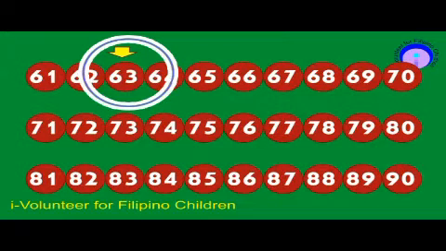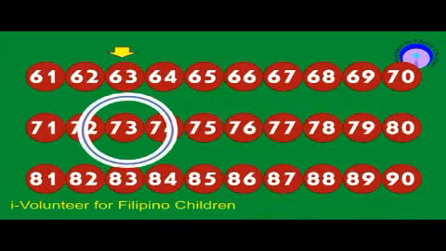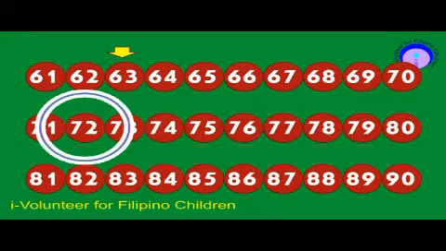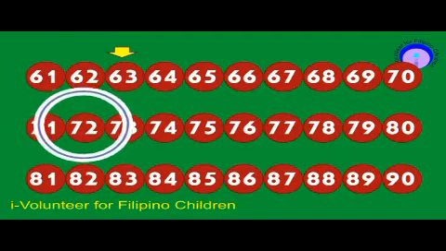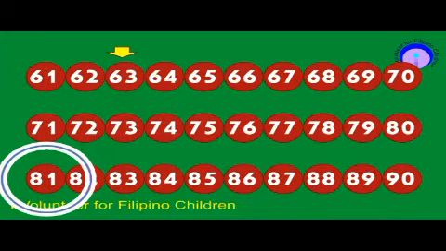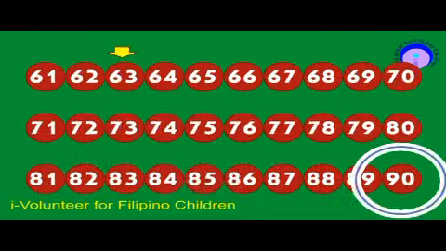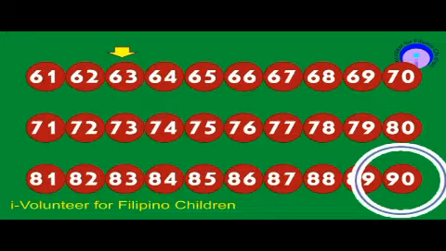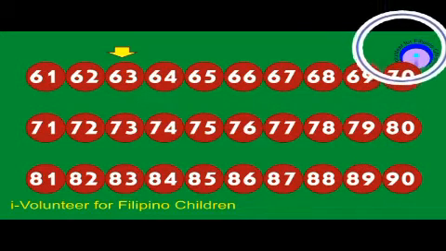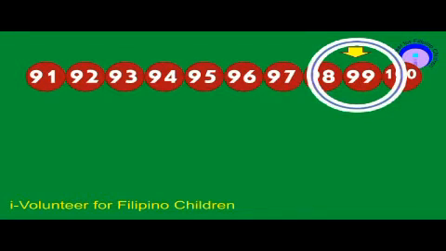Let us continue. 63 plus 10 is equal to 73. Minus 1 is equal to 72. 72 plus 10 is equal to 82. Minus 1 is equal to 81. Let's continue. 81 plus 10 is 91. Minus 1 is equal to 90. Let's proceed. 90 plus 10 is equal to 100. Minus 1 is equal to what number? You are absolutely right. It's 99.